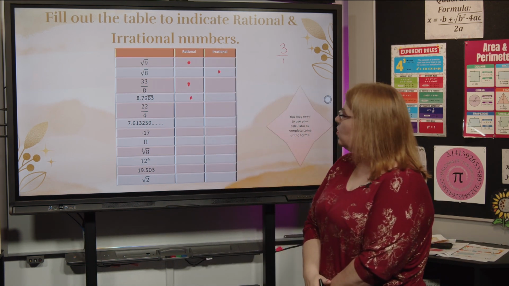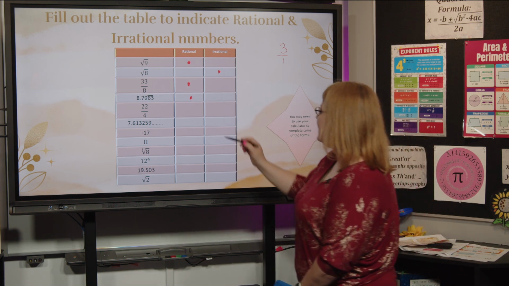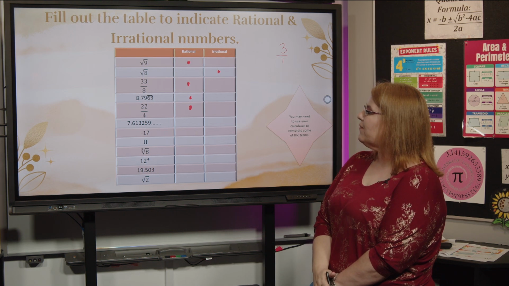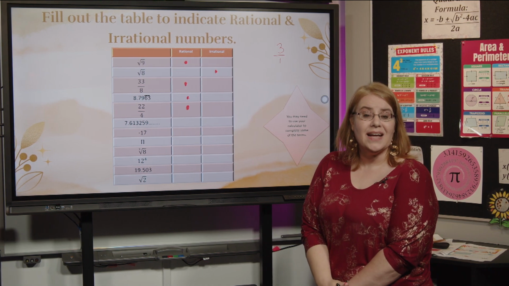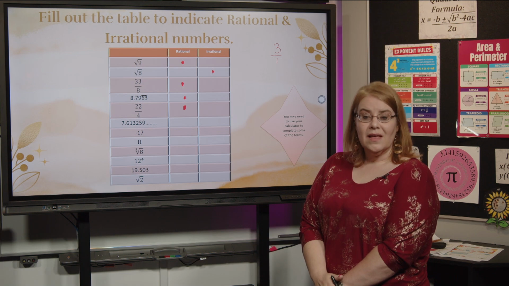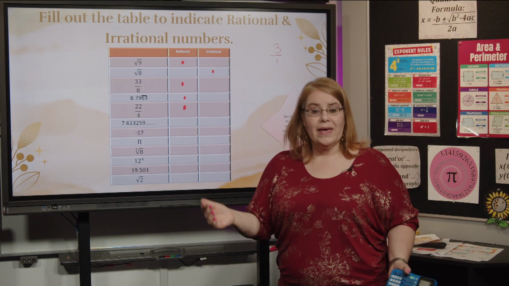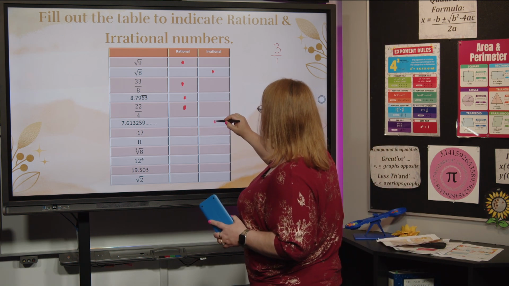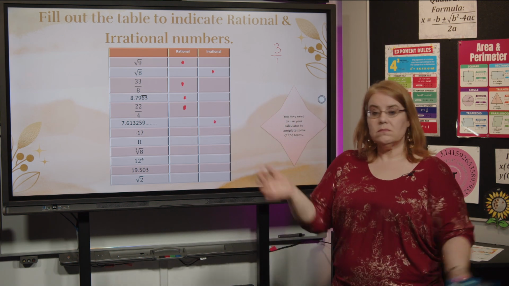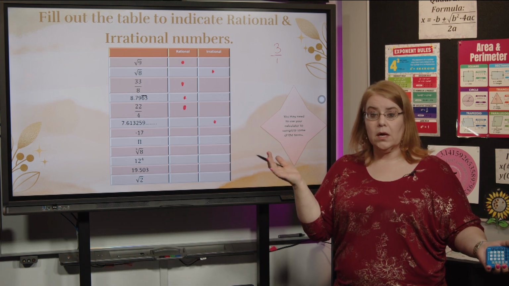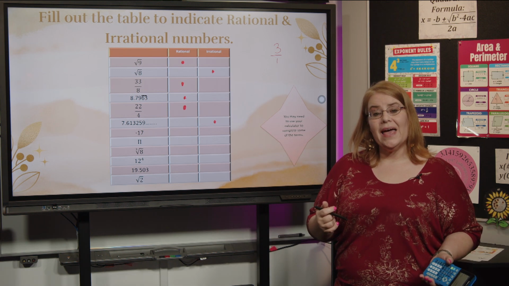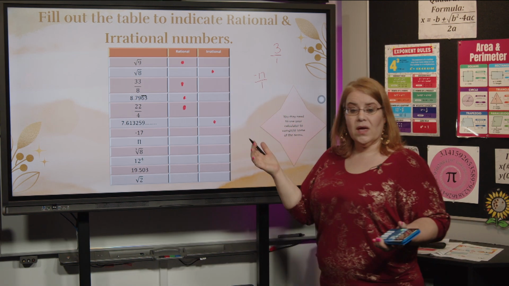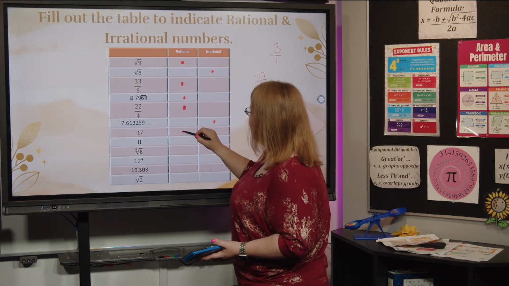What about 22 over 4? Yes, that is rational because it's already a fraction. All right, 7.613259 with dots after it. What do you say those dots meant? It keeps going and going. It never repeats. It never terminates or stops. So it's going to be irrational. All right, -17. It's a negative number, Ms. Killen. Okay. It can still be put into a fraction, -17 over 1. There we go. So it's going to be rational.